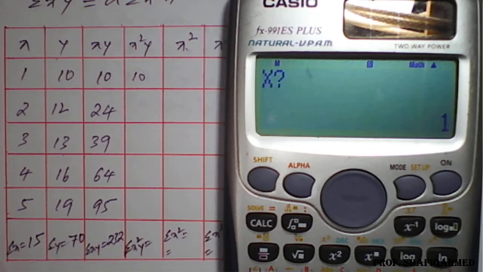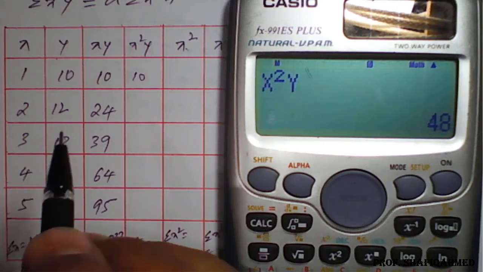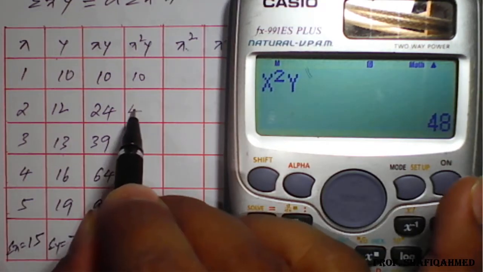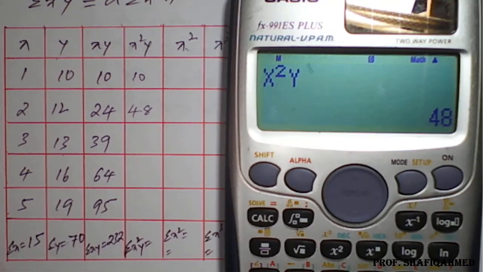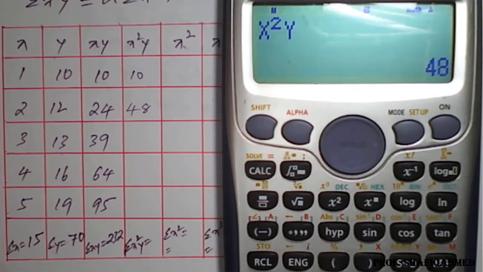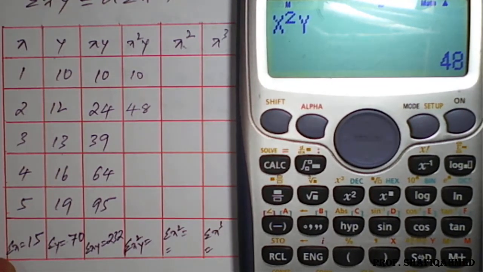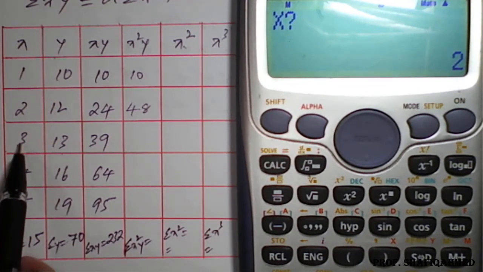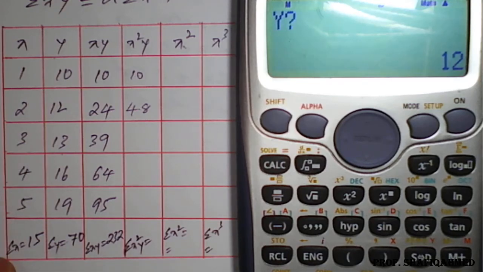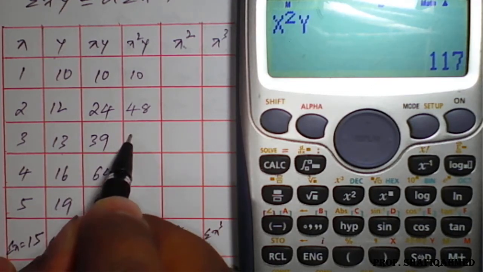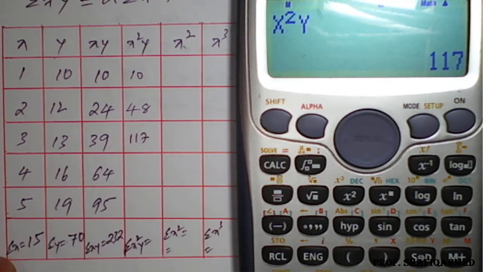Next, again it will ask the value. x is 2, y is 12, so the resultant is 48. Alright, 48. Fine. Next, again, x value is 3, y value is 13, you will get 117. You have to write 117.